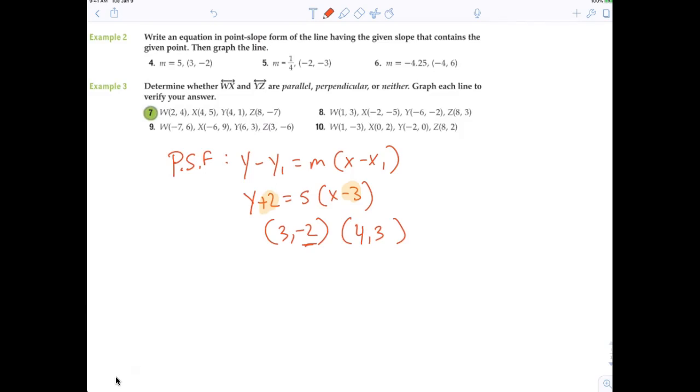Does anybody have any questions with that? So if I ask you to graph, question number 5, who's going to tell me how to graph question number 5?